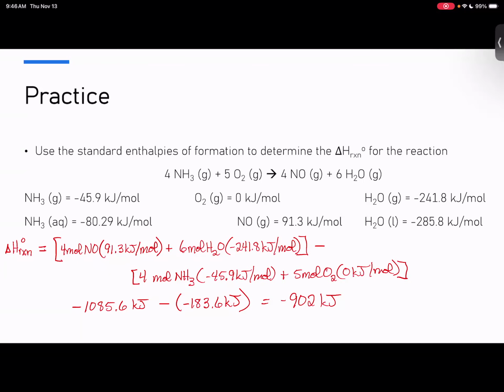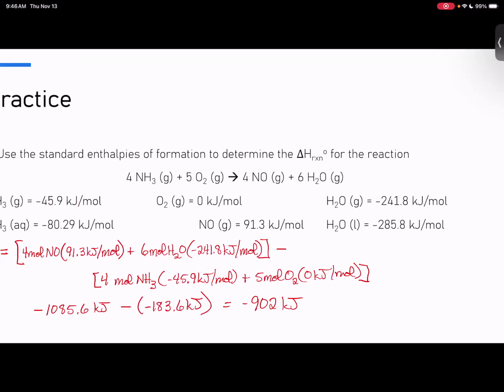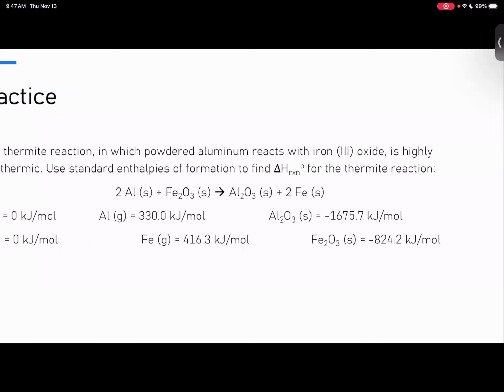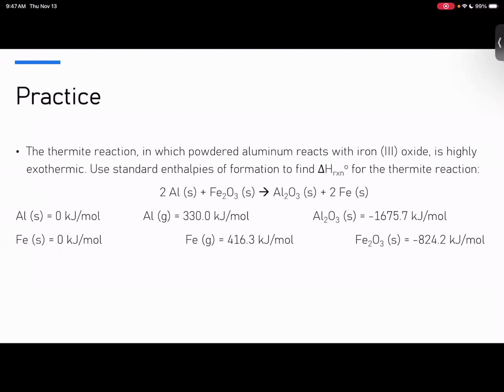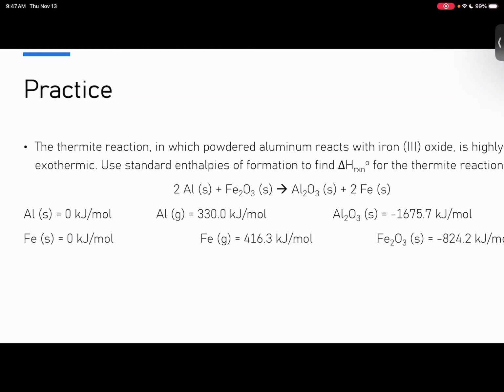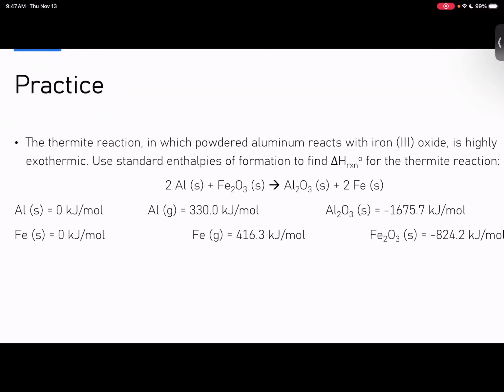Let me give you one to do. This is the thermite reaction. I'm trying to make sure that you can see it as well as I can, as well as I can get it pulled up. Two aluminums react with iron 3 oxide to form aluminum oxide and two irons. What is the enthalpy of reaction for the thermite reaction?